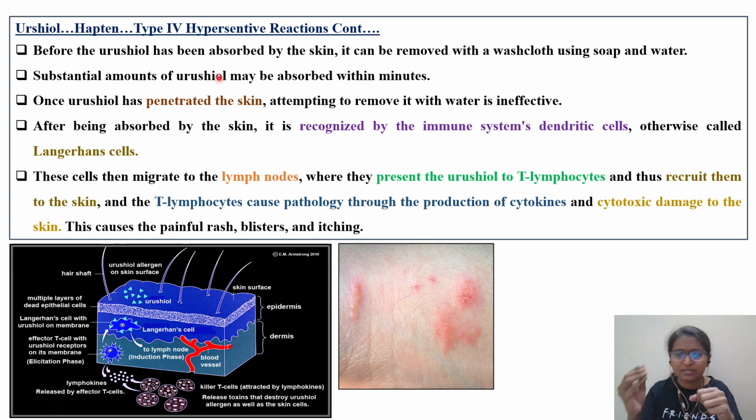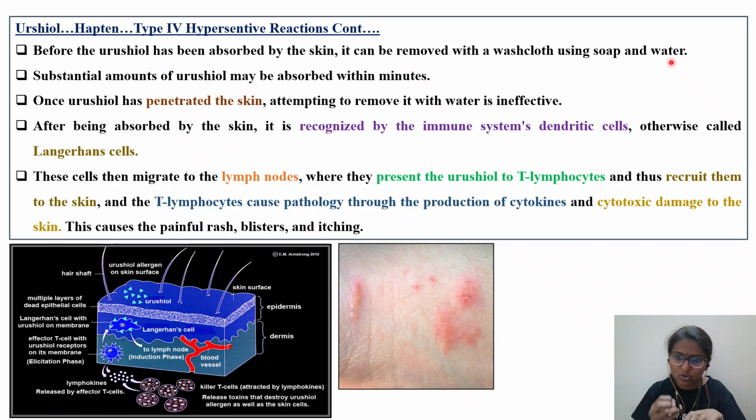Once a person comes in contact with the poison ivy plant, its leaf or any other part of the plant which exudes this particular poison, first of all you need to wash the exposed region, washing with a washcloth using soap and water. So whatever unabsorbed part of the poison is there is washed off from your exposed region.